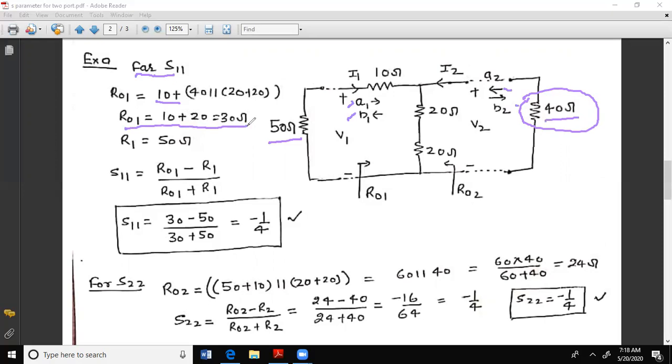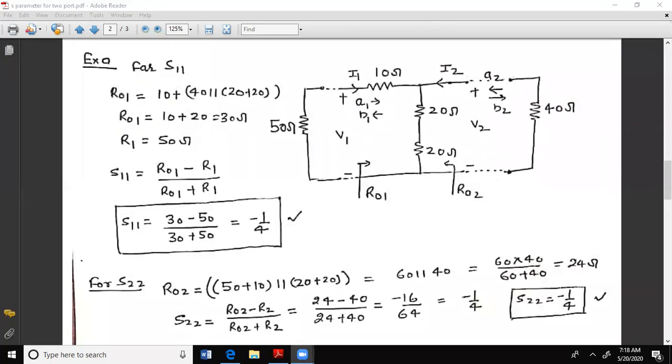Okay, so this is the total impedance seen from the input terminal. We have already taken the value of R1 as 50 ohm. So S11 is equivalent to the reflection coefficient, R01 minus R1 upon R01 plus R1. When we put the value of R01 as 30 and R1 as 50, the S11 value is equivalent to minus 1 by 4. Okay. In the next lecture, we will also verify the result using Cadence Virtuoso. So now clearing the screen.